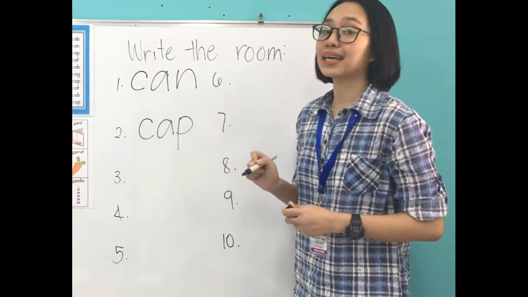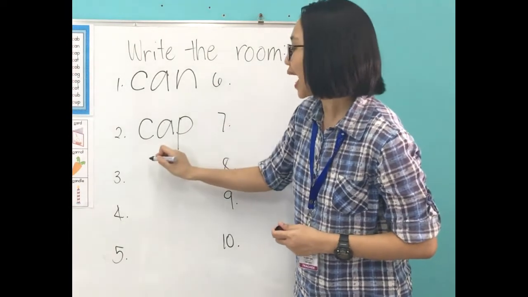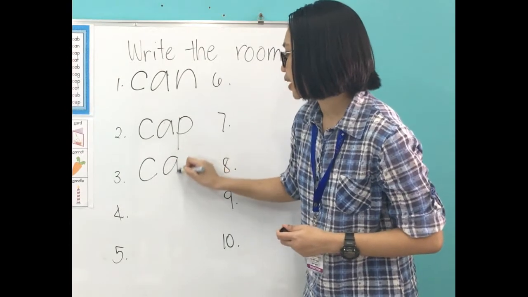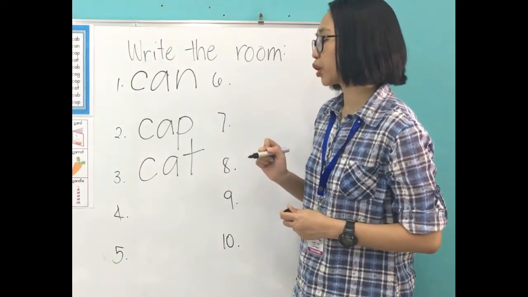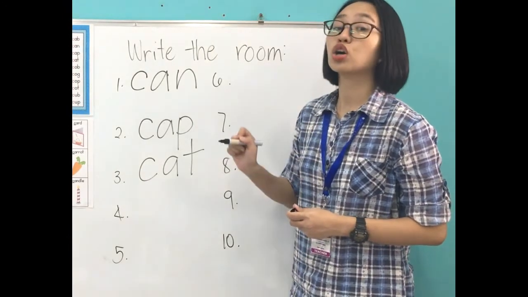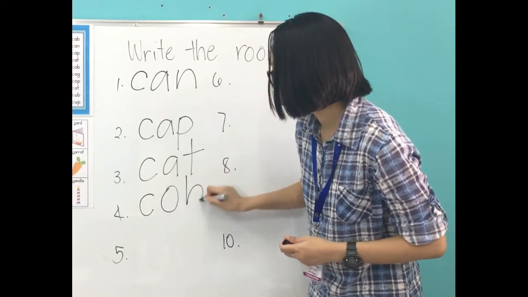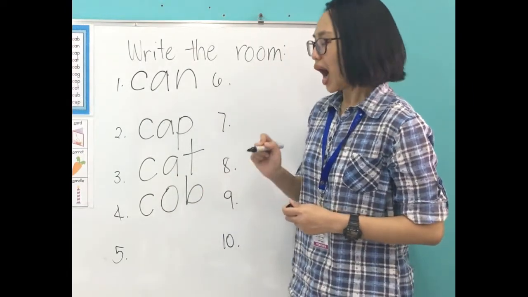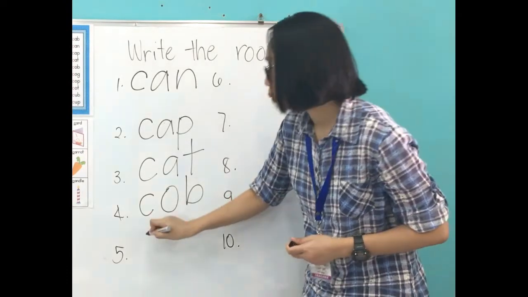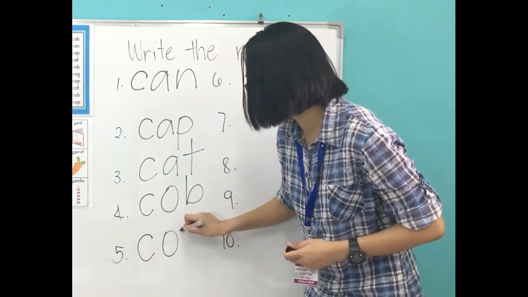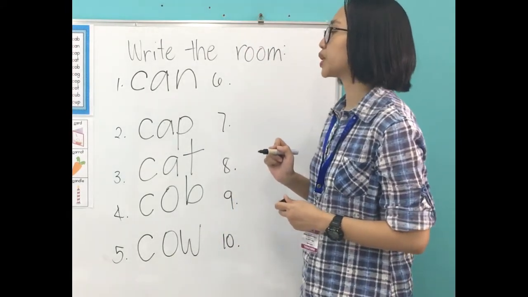C-A-P. Cap. How about for number three? Let's write the word cat. C-A-T. Cat. How about for number four? Let's write the word cob. Cob. C-O-B. Cob. How about for number five? Let's write the word cow. C-O-W. Cow.